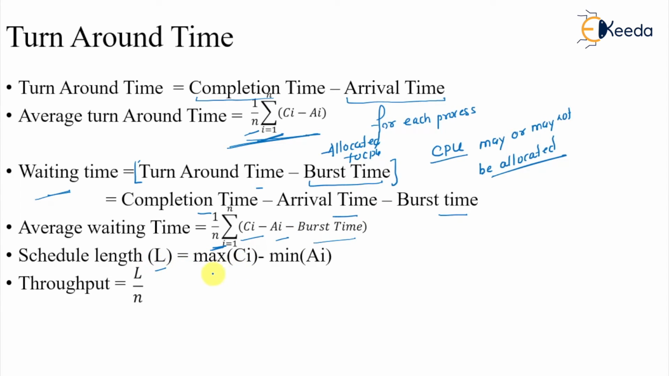Schedule length will be the maximum completion time minus the minimum arrival time. And throughput is n by L, where L is the total schedule length and n is the number of processes that you are completing. These are the things we use to scrutinize the behavior or performance of a scheduling algorithm.